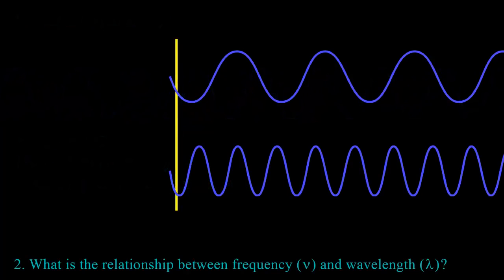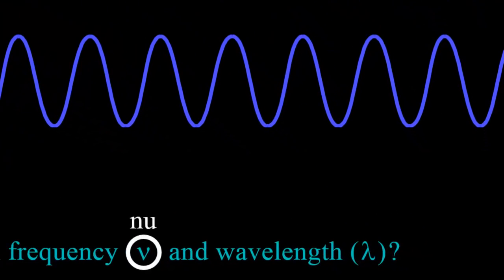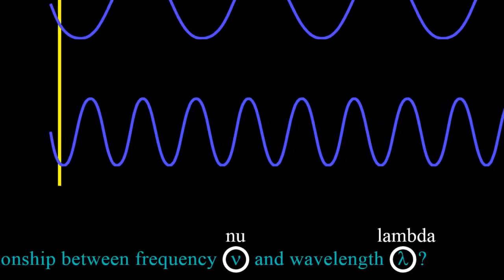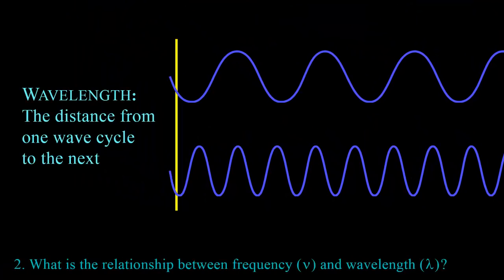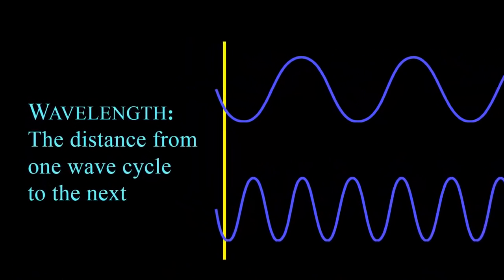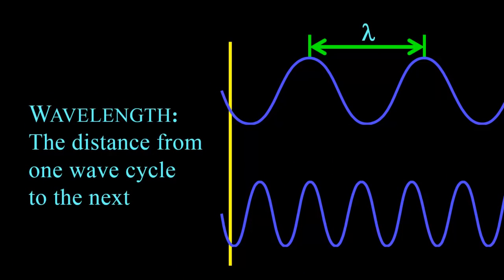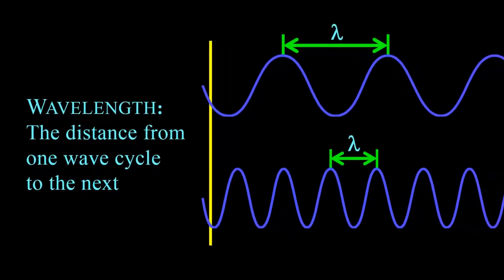Now let's take a look at the relationship between frequency and wavelength. We know that frequency has the symbol nu, and here we can see the symbol for wavelength, the Greek letter lambda. Wavelength is defined as the distance from one wave to the next. You can see here two different waves. The top wave has a longer wavelength, the bottom wave has a shorter wavelength.